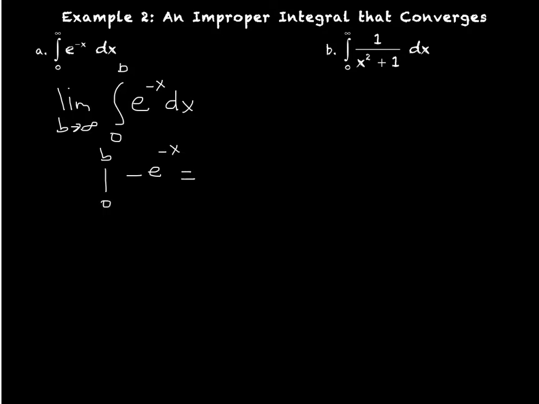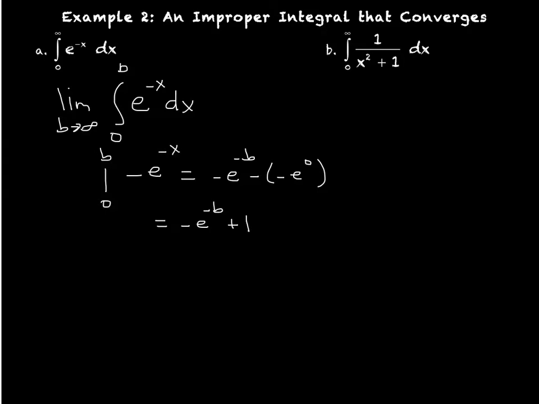We're going to integrate e to the negative x, which is simply negative e to the negative x, evaluated from 0 to b. We plug in our upper limit, which gives us negative e to the negative b, minus plugging in the lower limit, which gives us negative e to the negative 0, which is negative 1. So that's simply going to be negative e to the negative b plus 1.